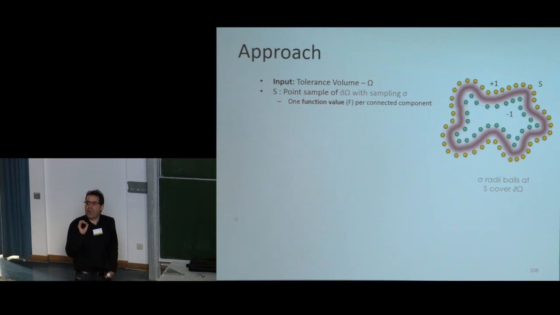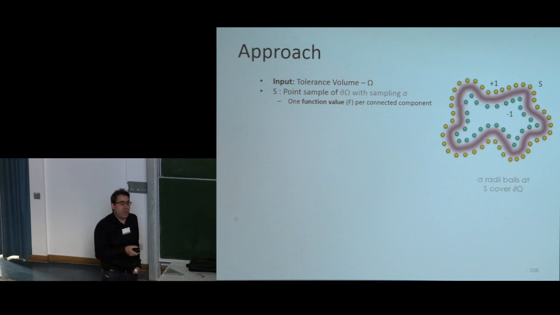We first compute a point sample on the boundary of the tolerance volume, and we put the label, let's say, +1 on this first point set, -1 on the other one. I skip some of the details, but the sampling should be dense enough so that the set of balls of radius sigma cover ∂Ω. Otherwise, I will prove it.